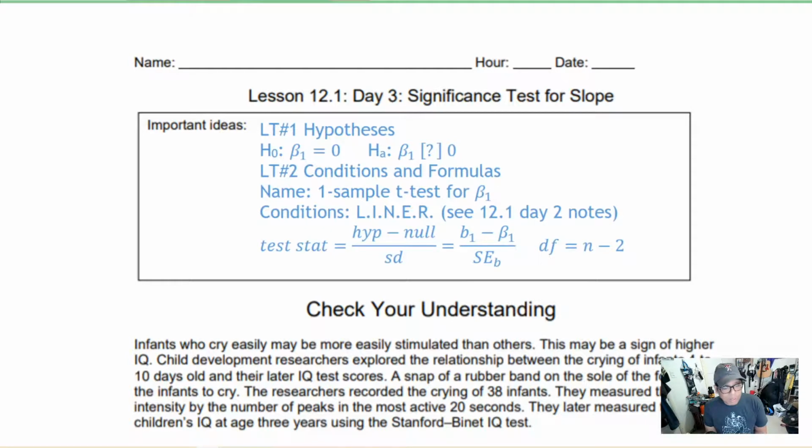Now, the conditions and formulas that we have here, well, the name of the test is always going to be the one sample t-test for beta 1. The conditions are linear, and you should really look at the previous video if you want to see those notes for what linear stands for. It's a lot more than what we can write here. And then, of course, our test statistic is going to be equal to B1 from the chart minus beta 1, which is from the null hypothesis, divided by SEB, which is from the chart. Degrees of freedom, n minus 2.